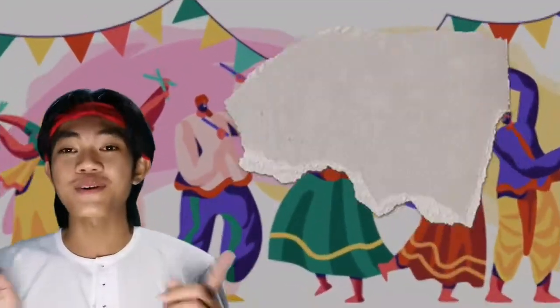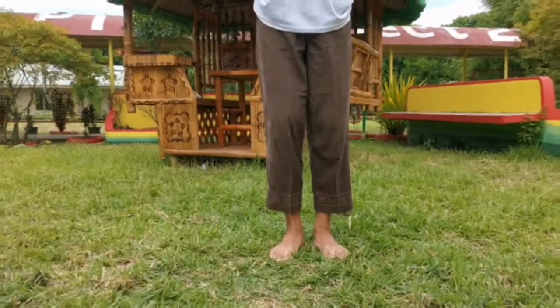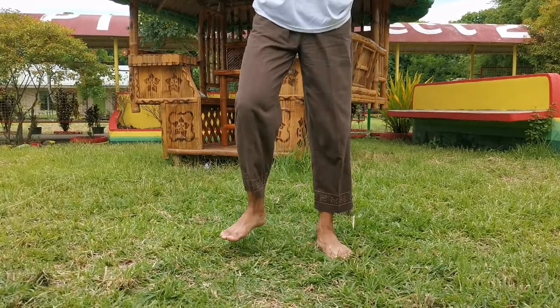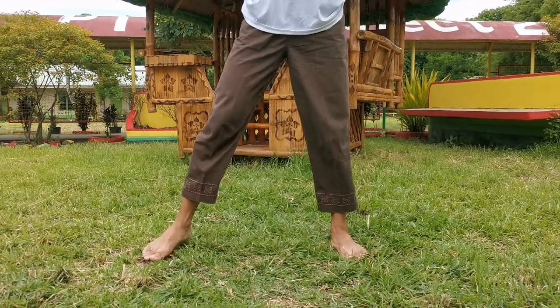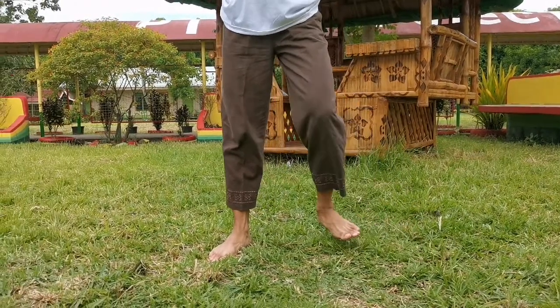Now we proceed to close step. Its rhythmic count is 1, 2. In count 1, step right foot in fourth position in front. Count 2, close left to right foot in third or fourth position rear.